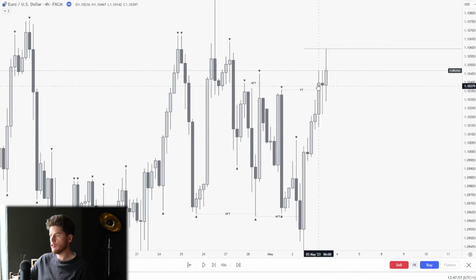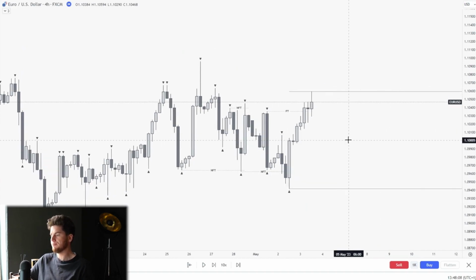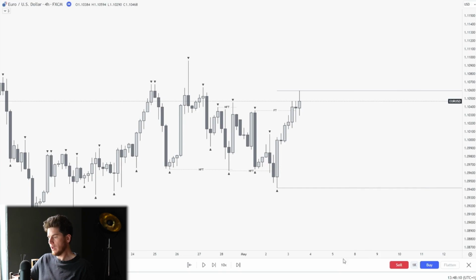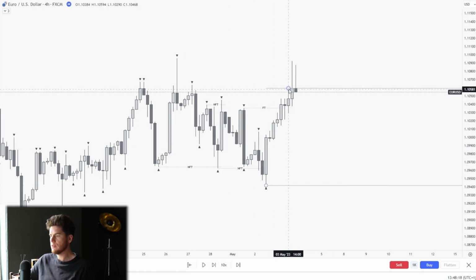The fact that we've got two body closes now above the previous fractal high, which was our previous range high. Now we've got follow through to the upside. We're seeing some kind of momentum, but we would want to wait for price to get back into the discount zone for buys in this scenario. Let's just keep following through with our directional bias.